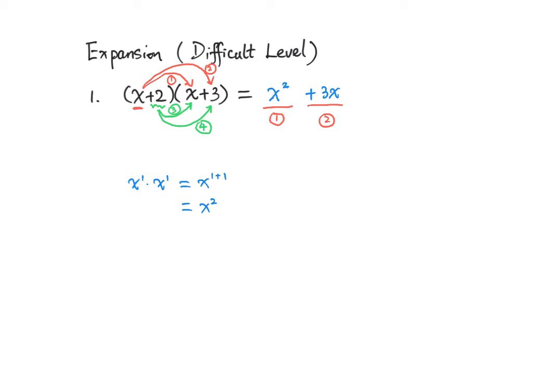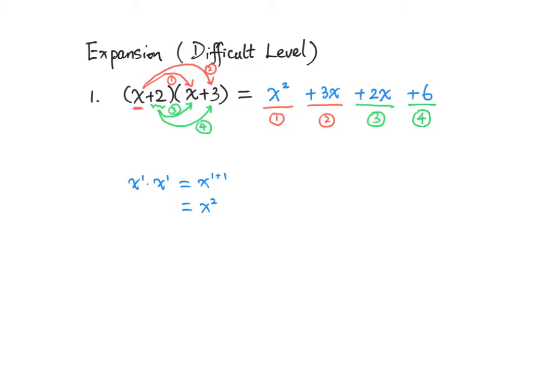And then the third step, positive 2 times x, which is positive 2x. This is the third step. And the last step, positive 2 times positive 3, which is positive 6. So this is the last step. Okay, after we remove all the brackets, then we need to consider there are 4 terms.